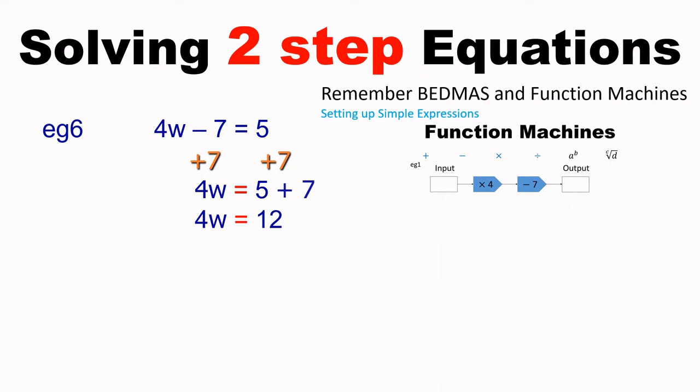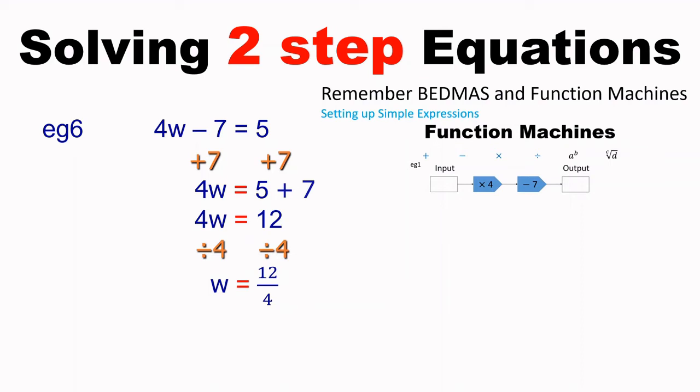Next, we want to get that w completely on its own, so we need to get rid of the 4. The 4, which is directly in front of our variable, is multiplying by our variable. And as you can see from our function machine, we've already gotten rid of the minus 7. Let's get rid of that 4. The opposite of multiplying by 4 is dividing by 4. So we divide both sides by 4, and hopefully you can see that 4 times w divided by 4 will leave us with just w. So w equals 12 over 4.